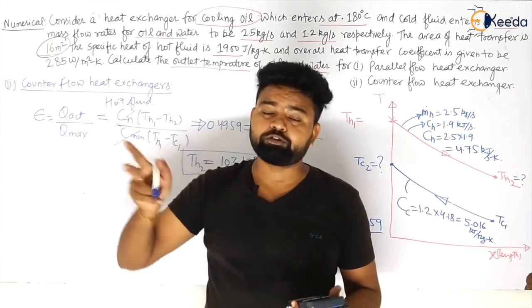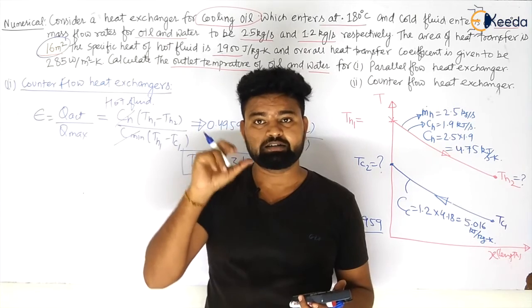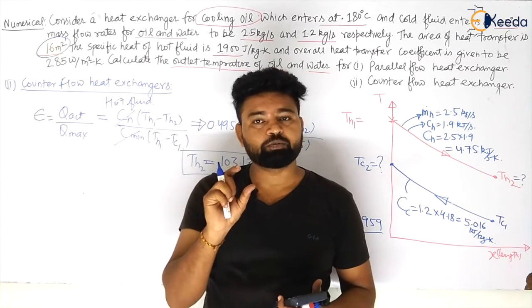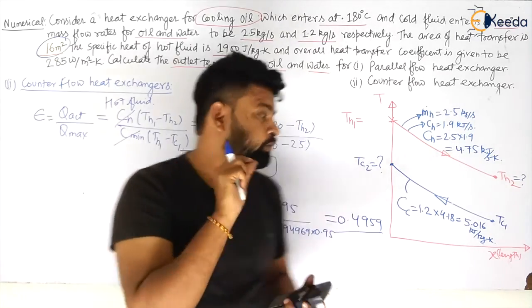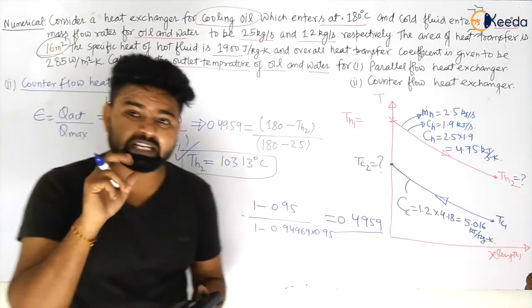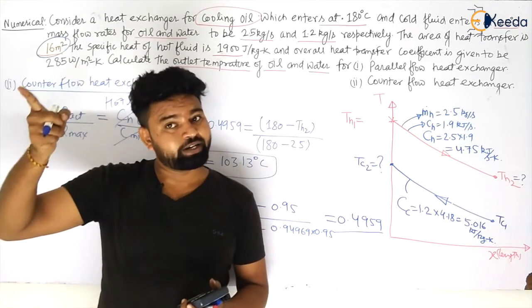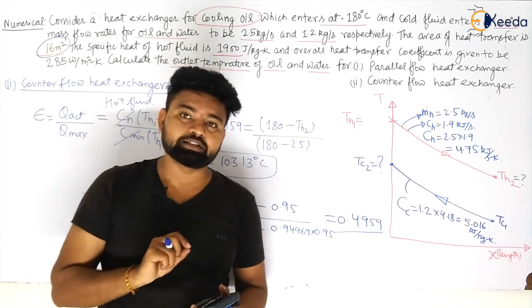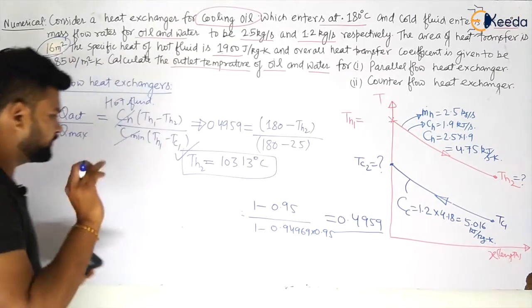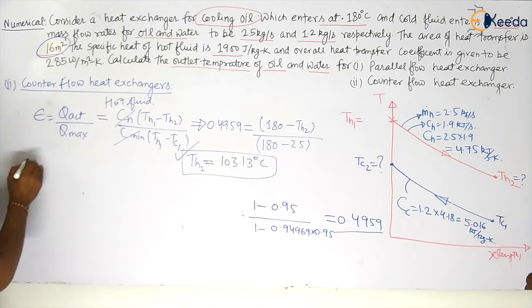Now you can see the difference. In the parallel flow case, we had a higher outlet temperature, so the heat loss was minimum for the parallel flow case. But what is happening here? The outlet temperature, that is TH2, is lower than the outlet temperature of the parallel flow case. That means the heat lost in this case is more. Okay, more.